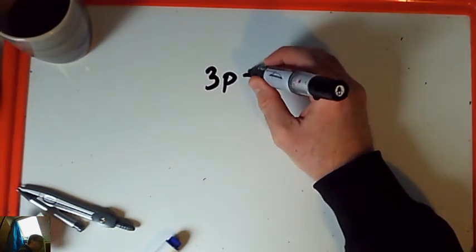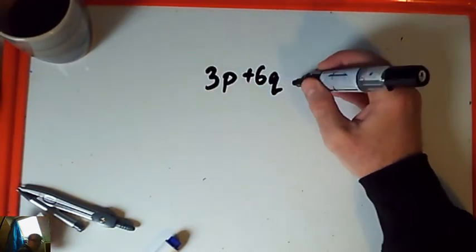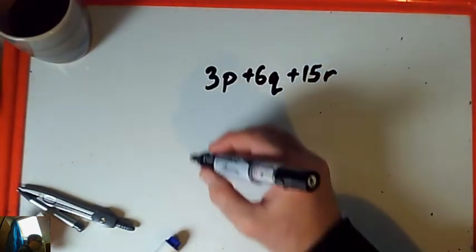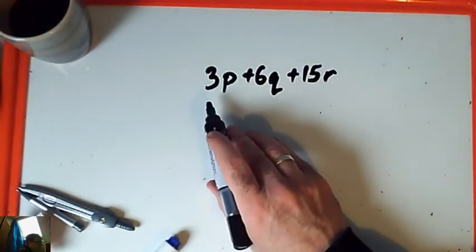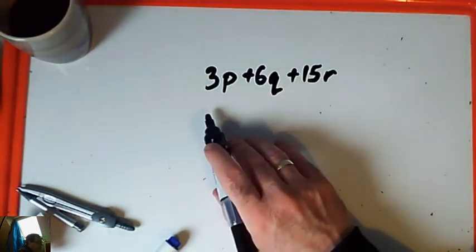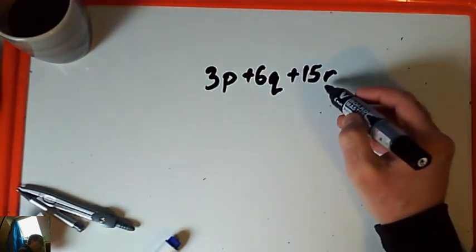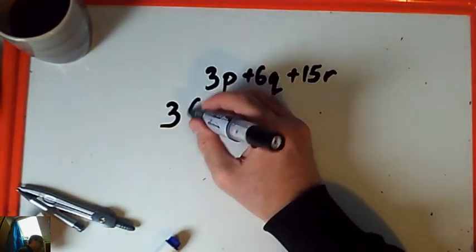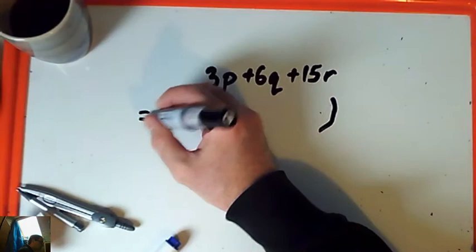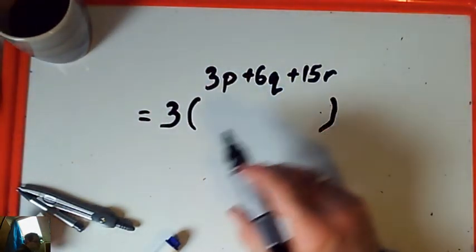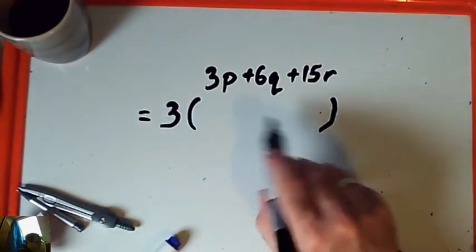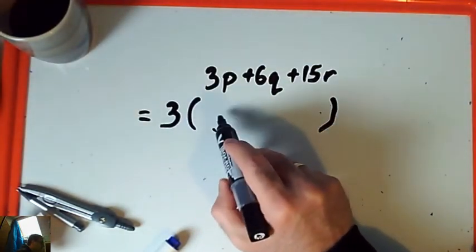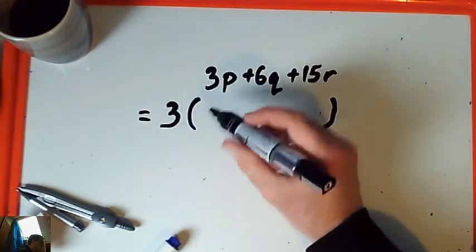3p plus 6q plus 15r. So I'm asking myself the question, what is the biggest thing that I can divide 3 and also 6 and also 15 by? So in fact they can all be divided by 3, so I can take 3 outside the brackets and say that this is equal to 3 times something that I'm going to figure out inside the brackets. So 3 times what will give me the 3p, answer p.